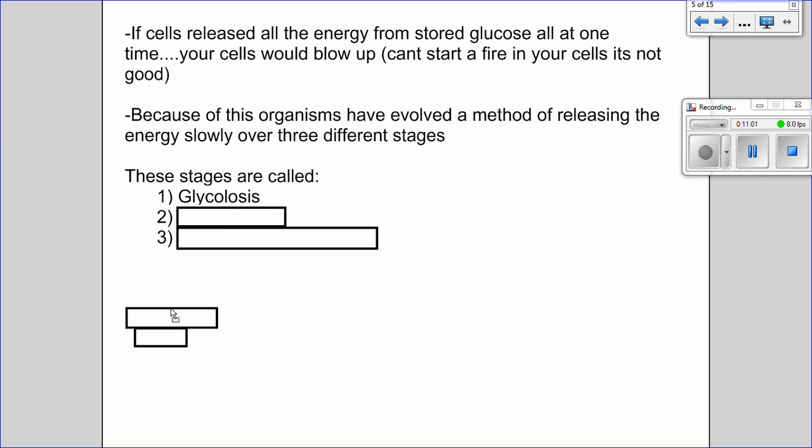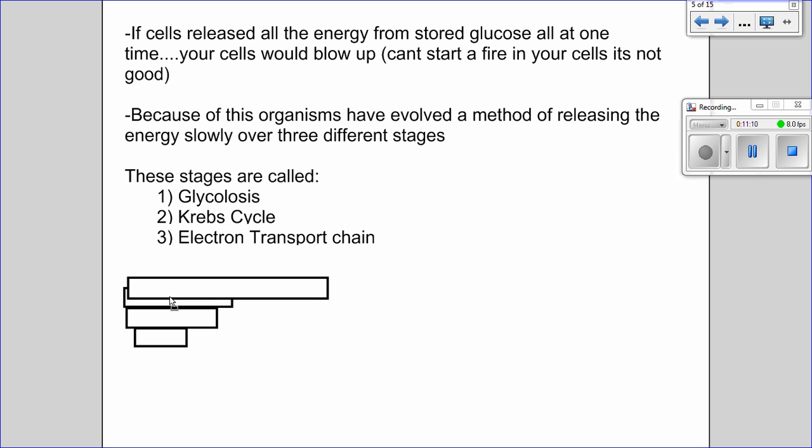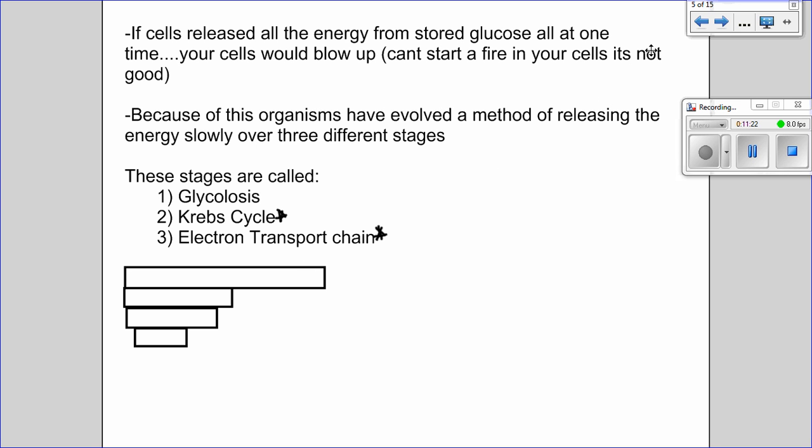So the first stage is called glycolysis. The second stage is called the Krebs cycle. And the third stage is called the electron transport chain. Electron transport chain is very similar to the one in photosynthesis. It is slightly different. The Krebs cycle is very much like your Calvin cycle in photosynthesis. So those should be familiar to you guys.